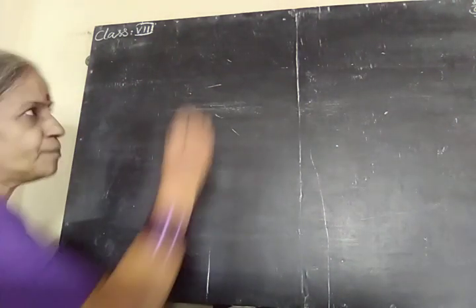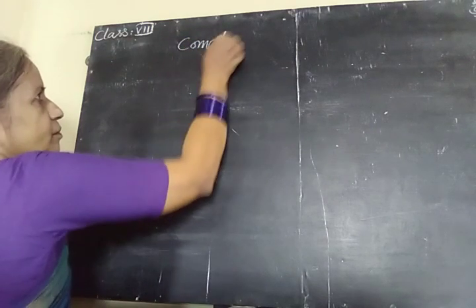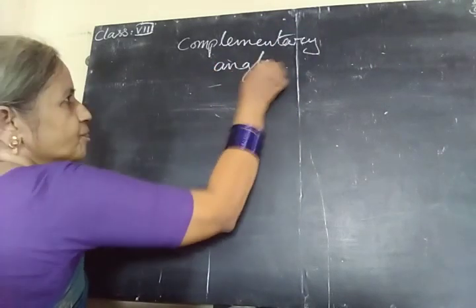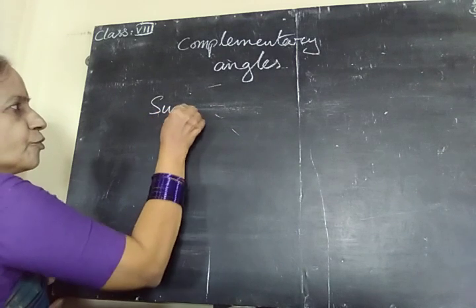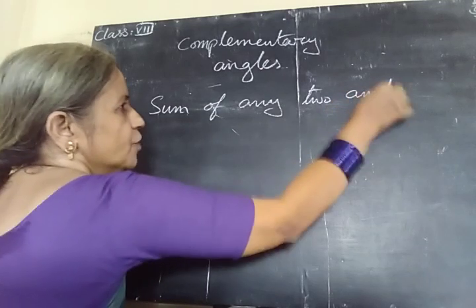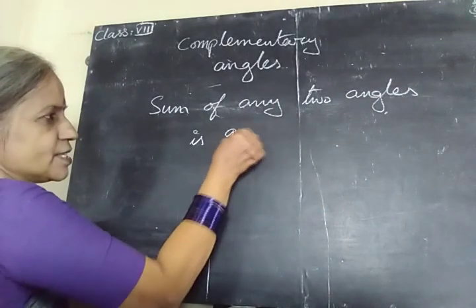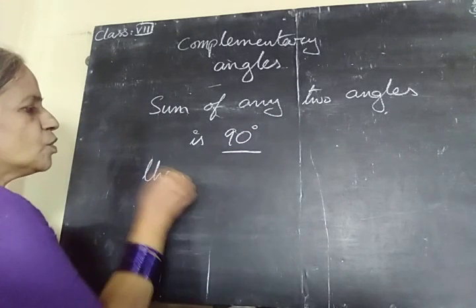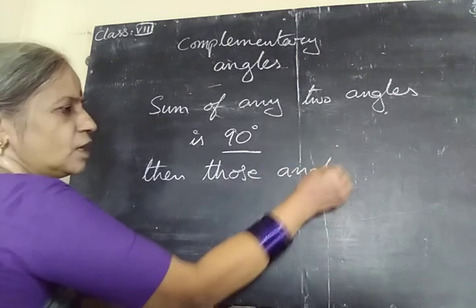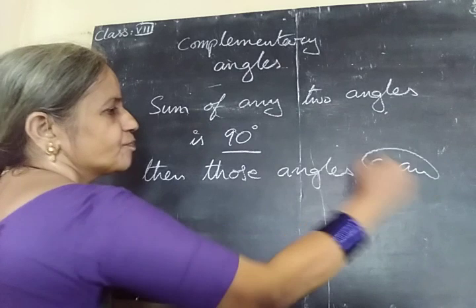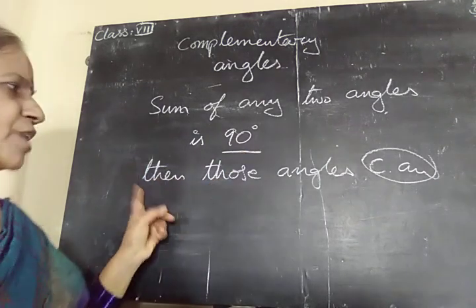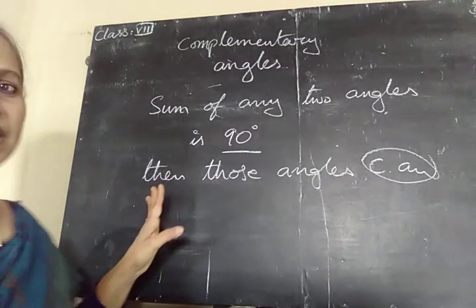We learned this in 7th class. Complementary angles means the sum of any two angles is 90 degrees. Then those two angles are called complementary angles. Okay.